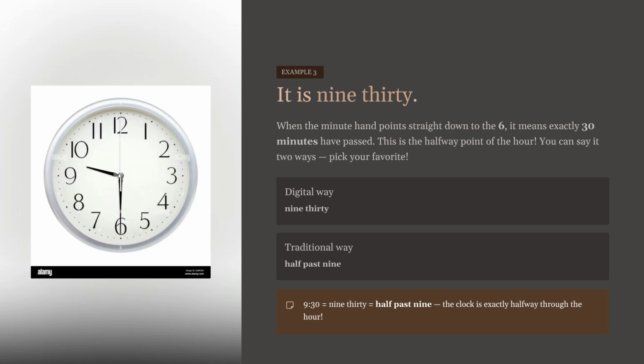Both are correct. Example 3. It is 9:30. When the minute hand points to the 6, it means 30 minutes have passed. This is halfway through the hour. We can say 9:30 or half past 9.